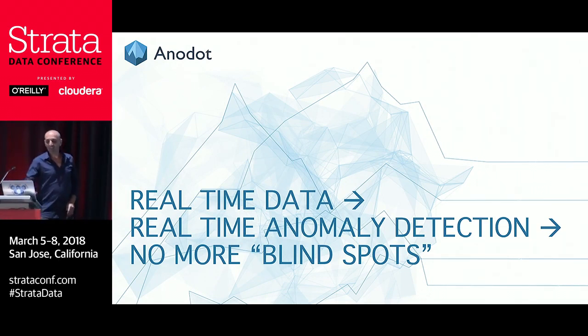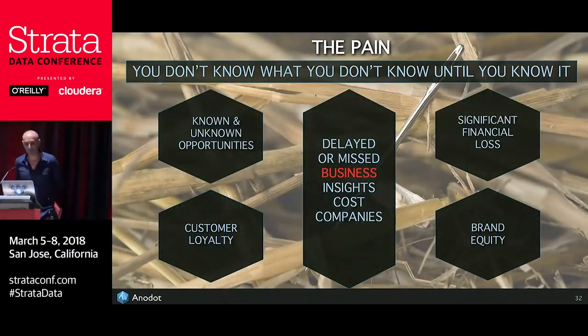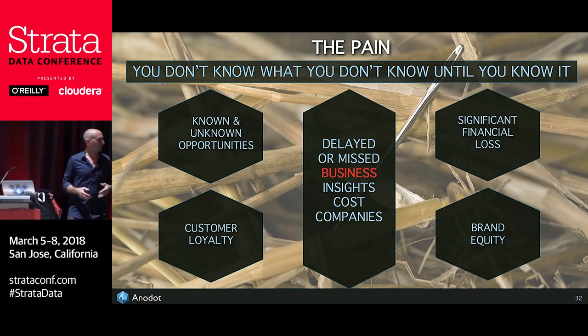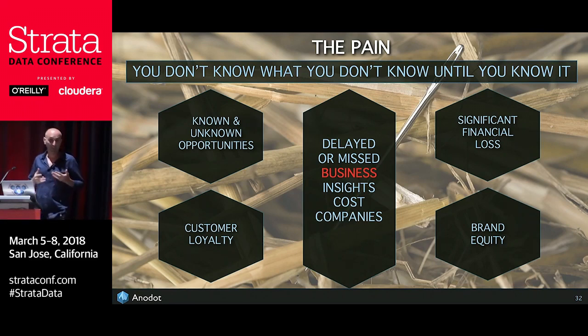Thanks, Roy. So yes, first I'll describe a little bit about Anodot and what problem we're trying to solve with our system and anomaly detection. So the pain is really that you don't know what you don't know until you know it, which means a lot of times companies have issues that go on and that can be detected in the data, but they're missing it. They're finding it very late because you're either looking at dashboards or looking at reports, and those come very, very late. And all of these lead to significant loss of either opportunities, customer loyalty, branding, and financial loss altogether.